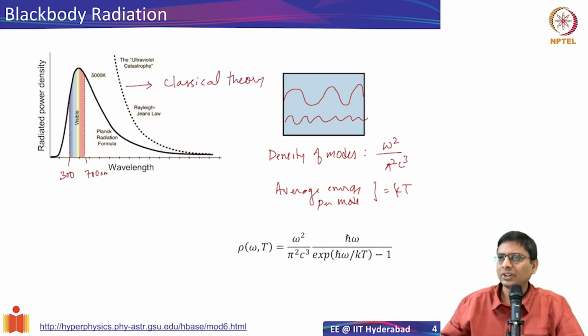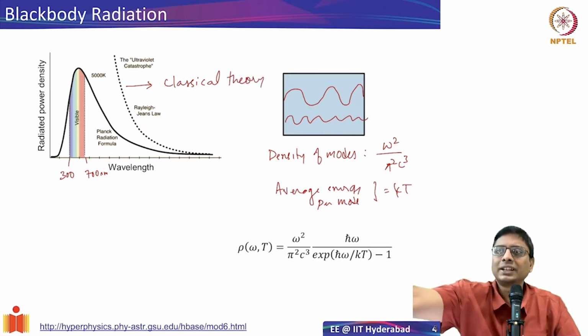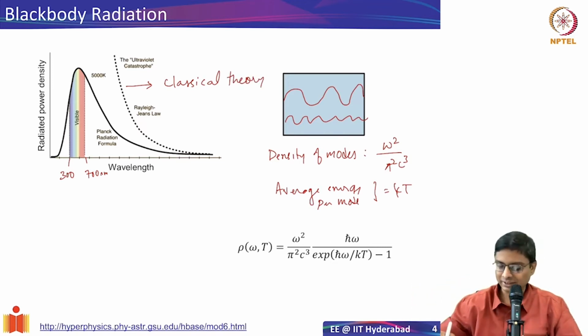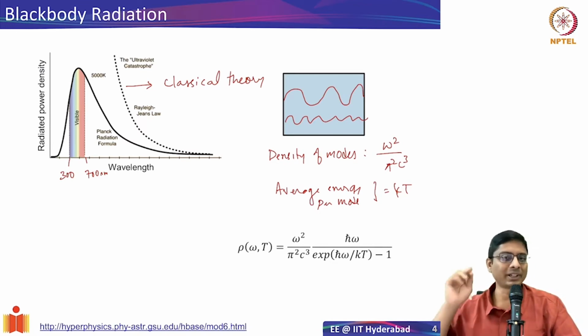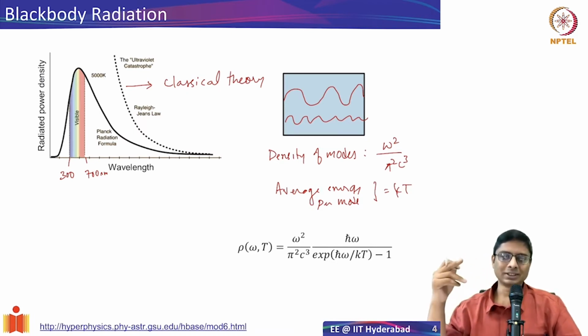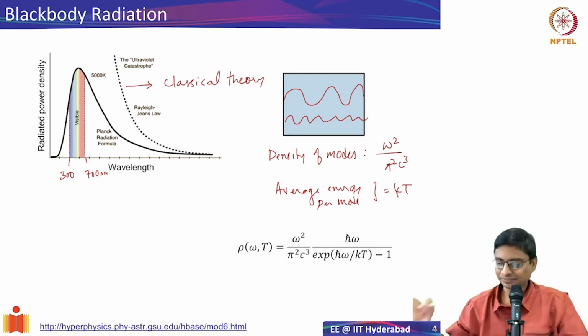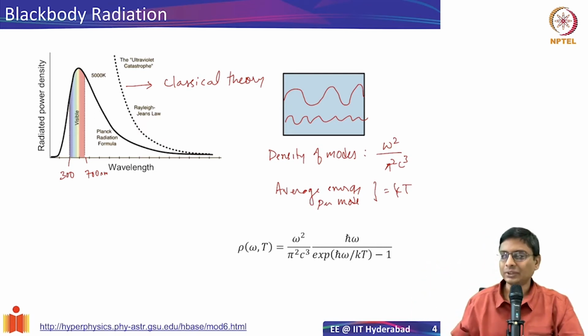This is a problem because how do we explain this? In experiments, we don't see this. We see that the radiated power is actually reducing at short wavelengths, and that is not predicted, and it was called the ultraviolet catastrophe, and this is one of the key points that led to the discovery of quantum mechanics, okay, in trying to answer this. So how do we answer this?